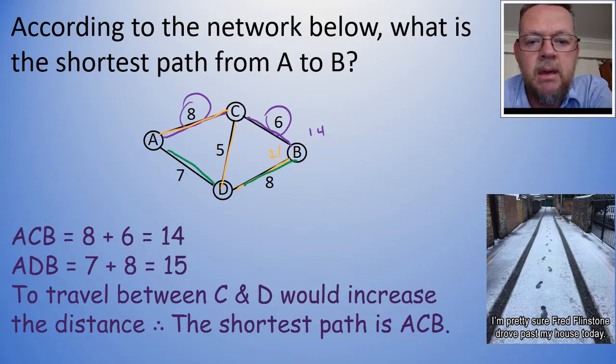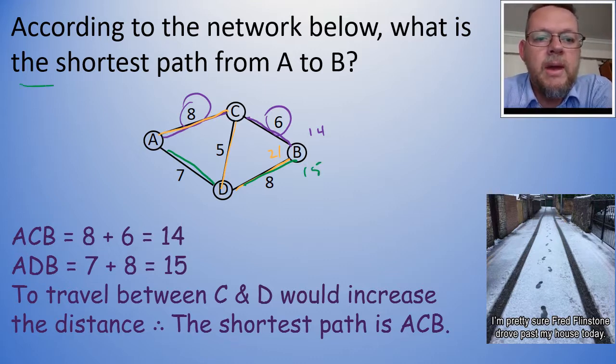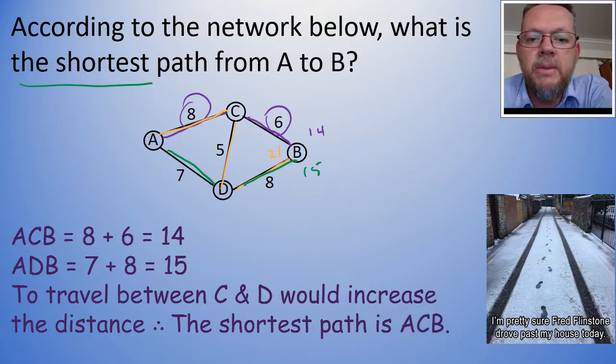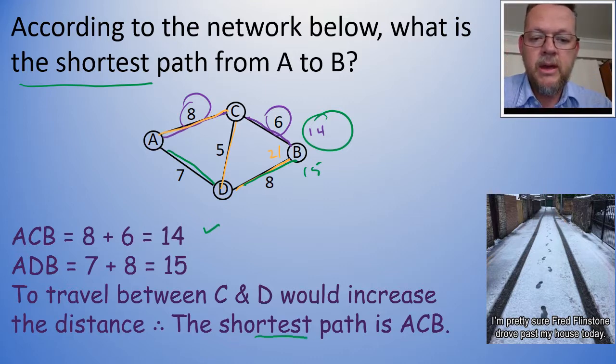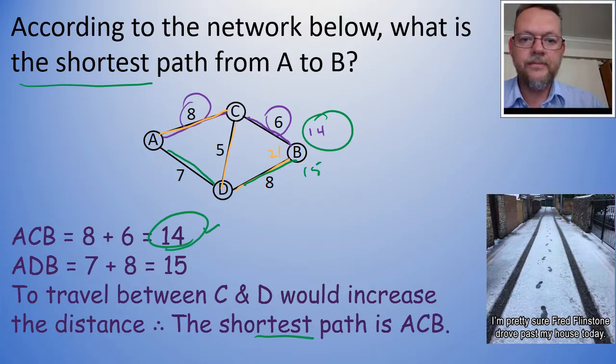7 and 8 make 15. So the question is, what is the shortest path? Well, the shortest path has got to be the smallest number. So the shortest path then is going to be listed off as the nodes A, C and B. So to travel between C and D would increase the distance a little bit, wouldn't it? So the shortest path then is ACB, and that's the smallest number.